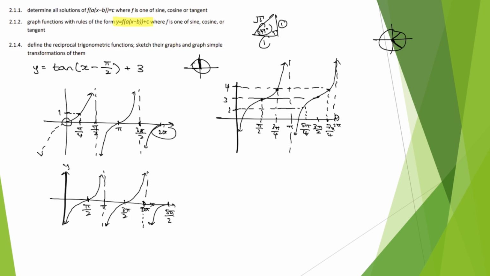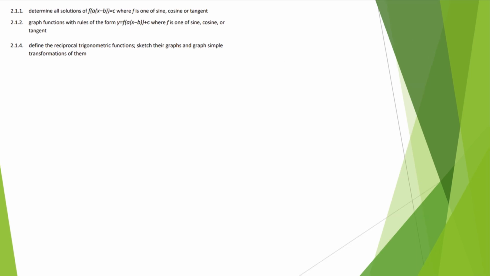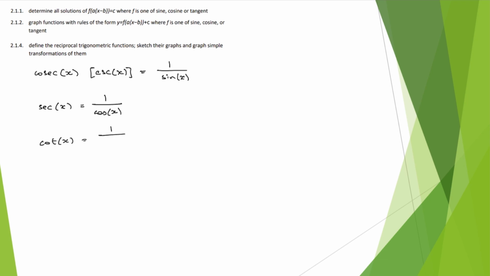Cool. So moving on to the last point here, which is reciprocal trigonometric functions. When it comes to reciprocal trigonometric functions, the way that they're defined is we have 3 of them. We have cosecant of x, which we sometimes express as CSC of x. We have secant of x, and we have cotangent of x. Cosecant of x is equal to 1 over sine x. Secant of x is equal to 1 over cosine of x. And cotangent is equal to 1 over tan of x. Okay?